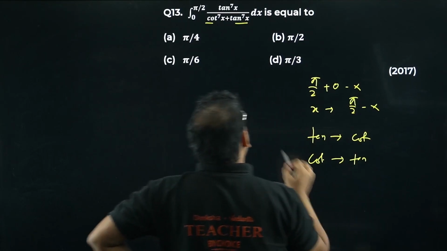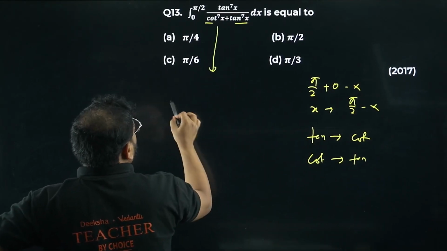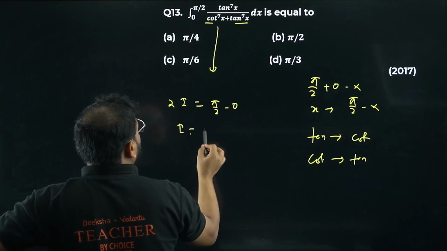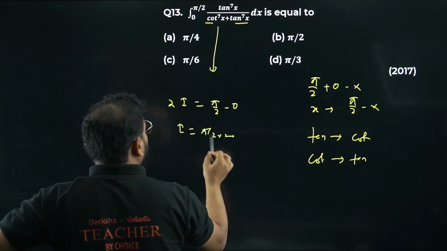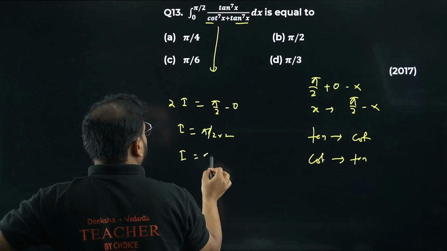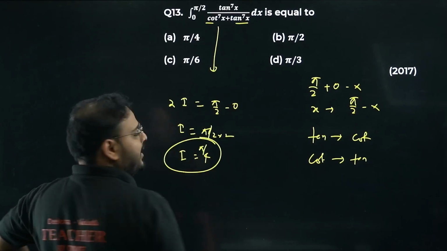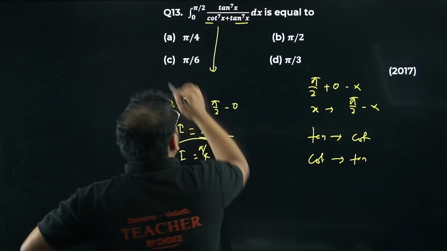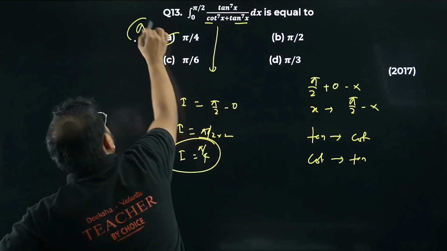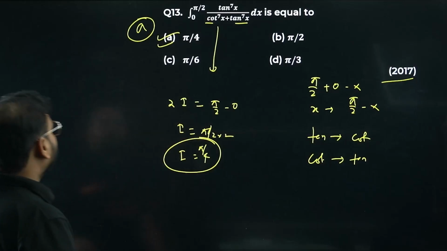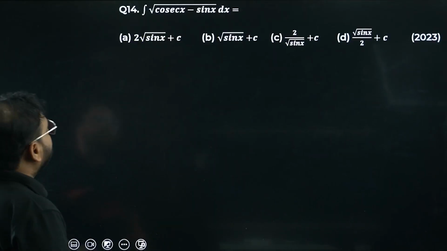Hence what I can say? Basically I can say the answer will be 2I equals pi by 2 minus 0. Hence I equals pi by 2 into 2. So I have I equals pi by 4. Pi by 4. Option A is correct. See, again a PYQ in 2017. Okay, so moving on to question number 14 now.